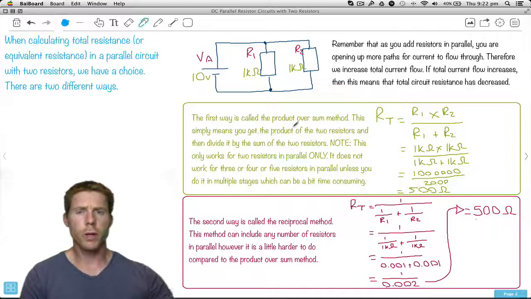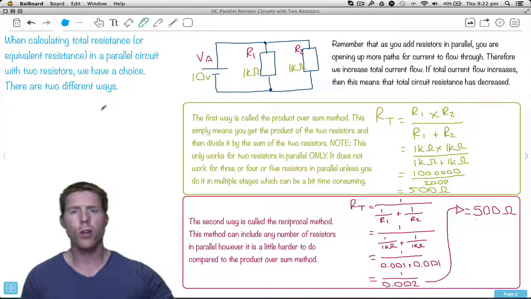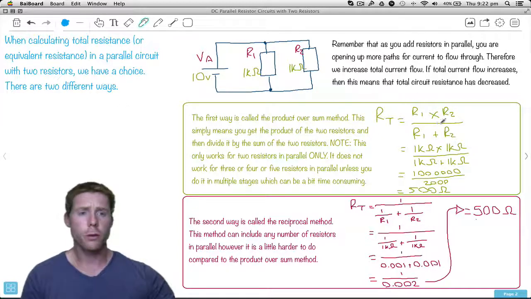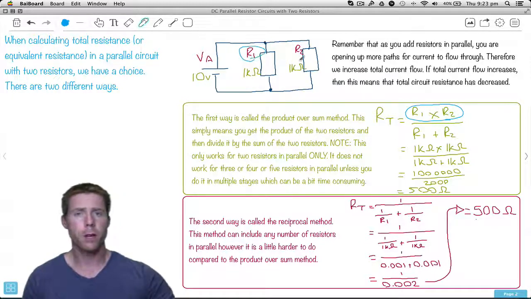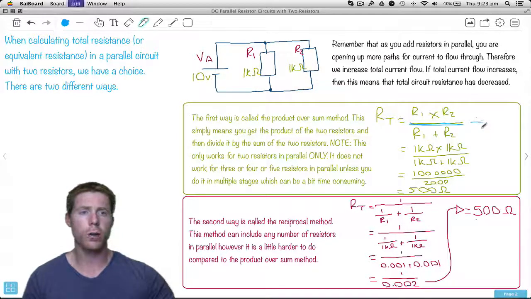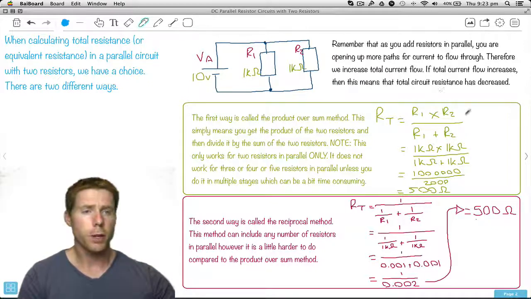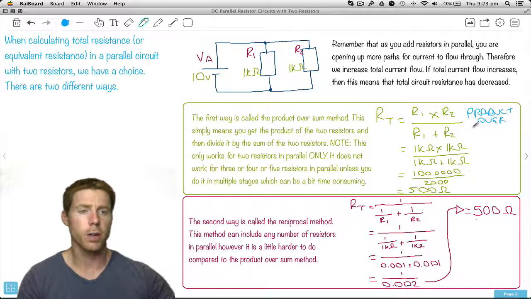So, the first way we're going to go through is the product over sum method. Now, if you remember back to high school perhaps, you may have spoken about the product of two numbers. The product of two numbers is where you multiply them. So in this case, we're concerned with the resistors R1, R2. So we get the product of them, which is R1 multiplied by R2. When we talk about over, that just means this line here, which means divide. So we want to get the product, R1 times R2, then divide it by the sum. The sum is a fancy way of saying R1 plus R2. So here's our product, and we're going over, divided by the sum.